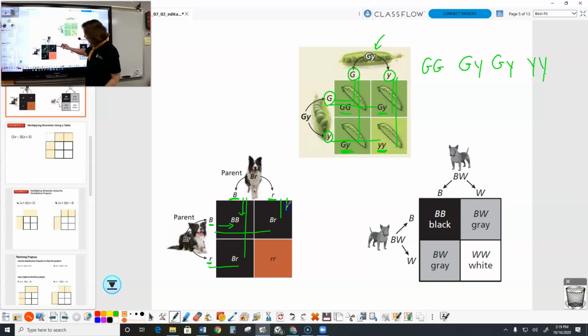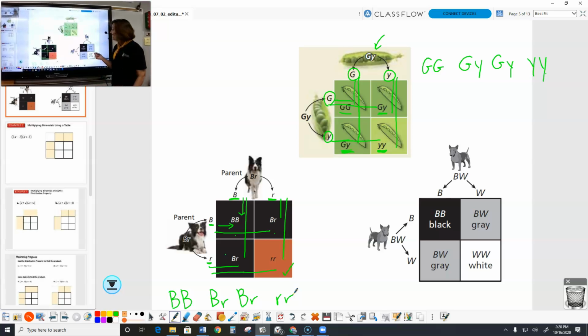And finally, we get one from here, and that's little r, little r. And that one was the only one that was going to have red patches. All the other ones were going to have black patches. That's how they would look, even though they're genetically different. We would have one double big B, we'd have two Br, and we'd have one rr.